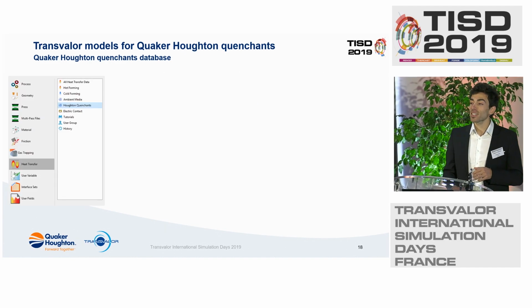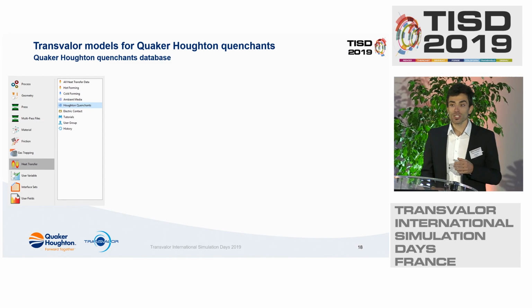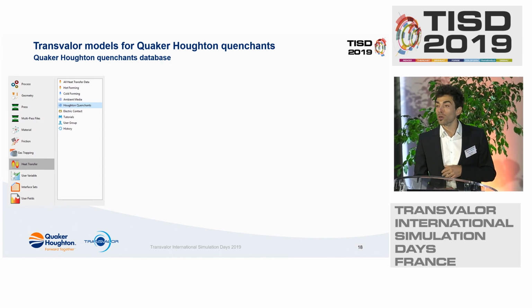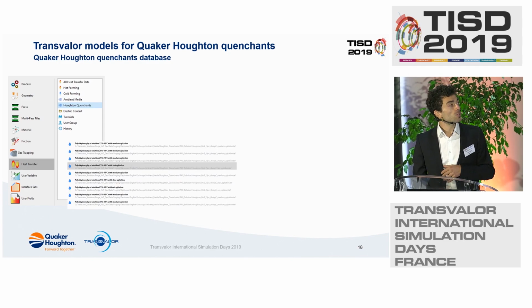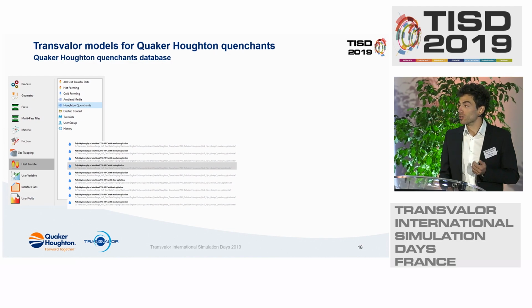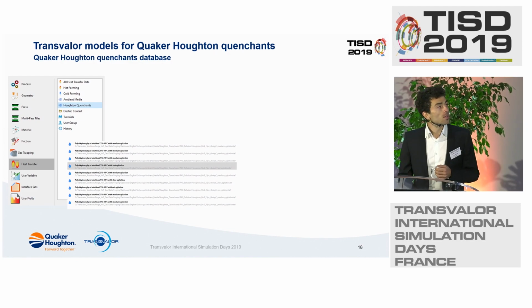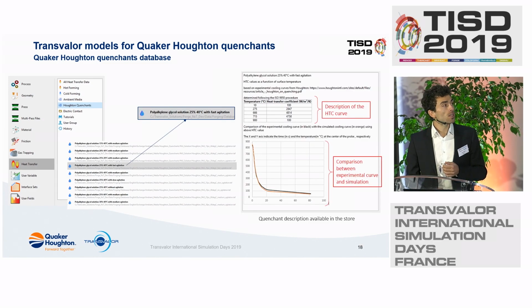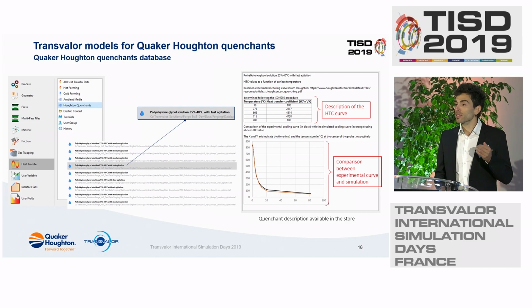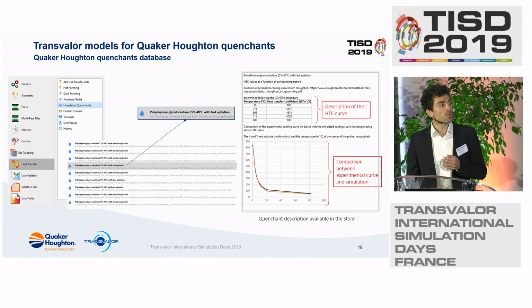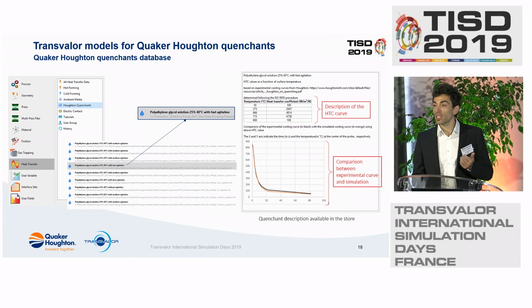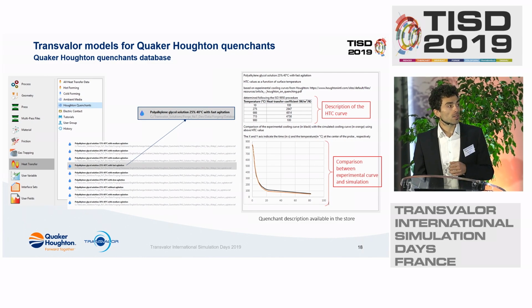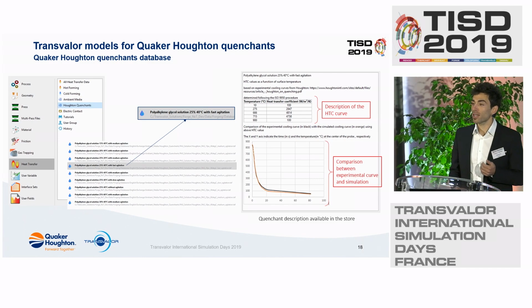Okay, to have access to the desired Quaker Houghton quenchant, you go into the Workbench store, heat transfer, Houghton quenchant. Then you have a list of the various quenchant available. And by selecting one of the quenchant, a description appears, which details the different important aspects, which are the heat transfer coefficient curve and the fit between experimental data and simulation results.